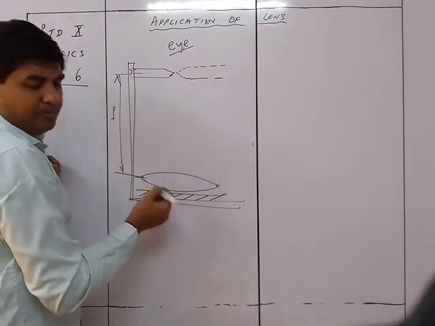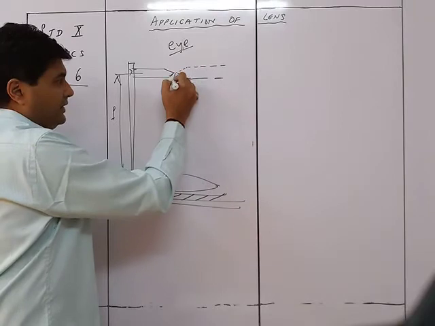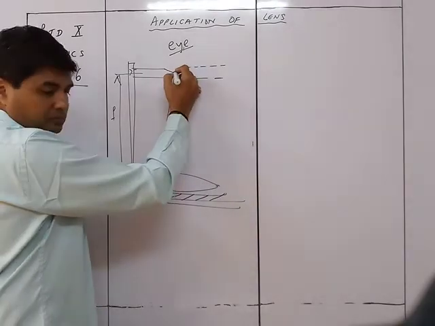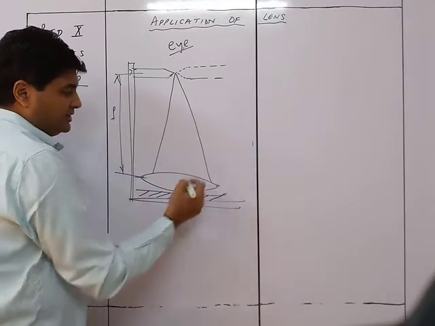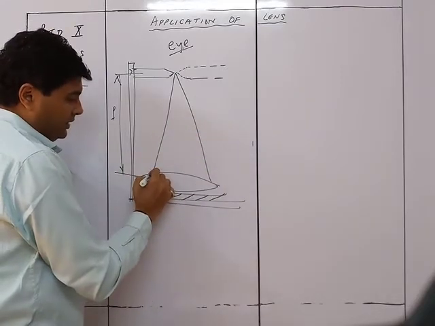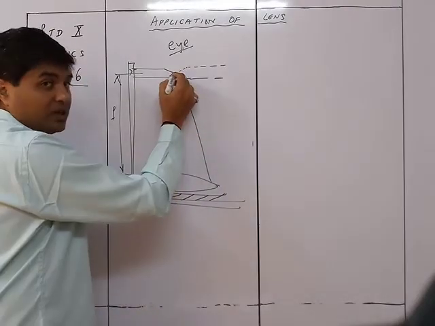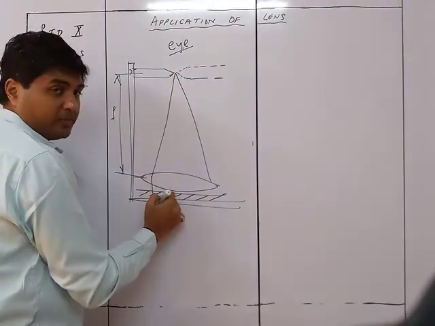And why would this happen? Because of the ray diagram. From here the ray went here. Okay. And from here also the ray went here like this. They went straight because it is a focus. At focus, it becomes parallel to principal axis.